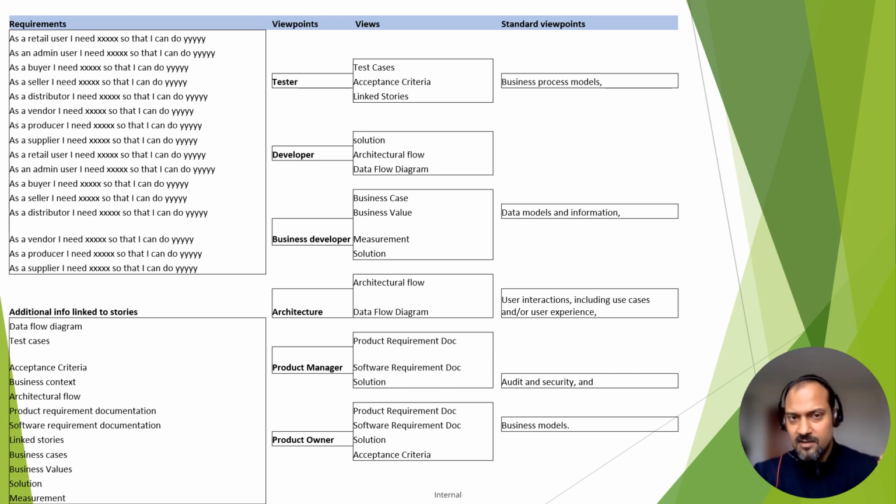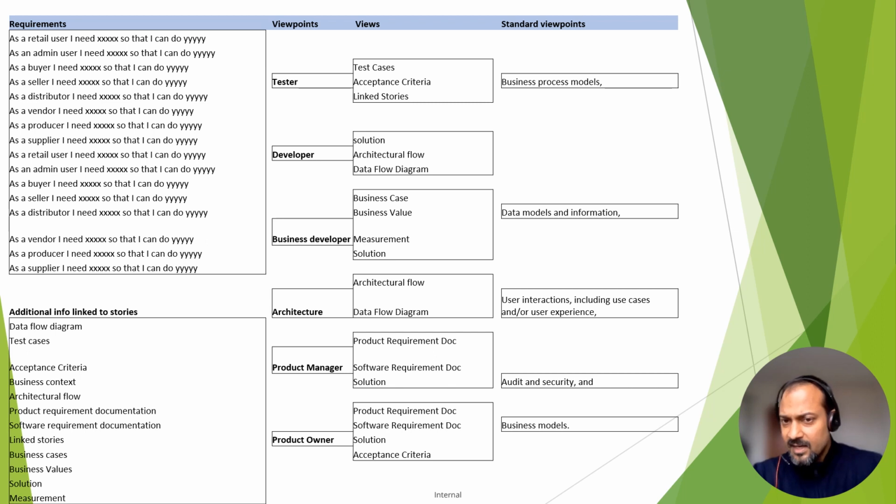These are the viewpoints. When you click on those, you get the proper detail. In a similar way, in terms of business analysis, we have the viewpoints, but these I have created this way just for your understanding. The standardized industry standards for the viewpoints are: business process model, data model and information, user interaction including use cases and user experience, audit and security, and business models.